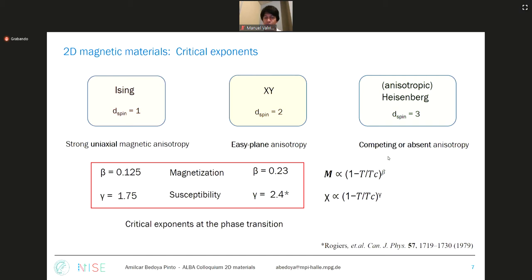So in the case of the Heisenberg type, of course, since you have a fully isotropic case, you don't expect the magnetic order in the true monolayer limit. That will also be important.